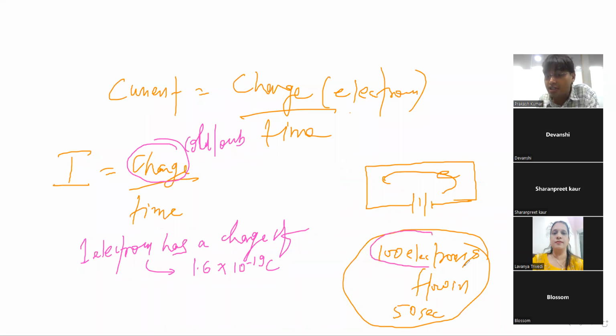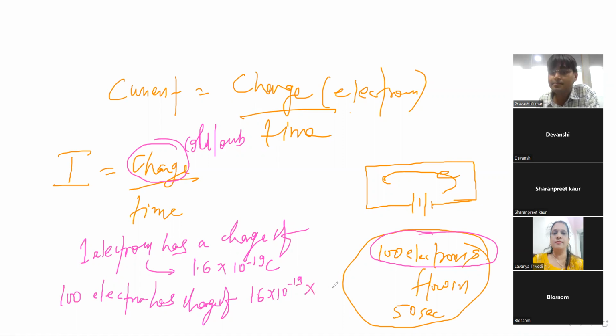So 100 electrons has a charge of, how can you find it? 1.6 into 10 to the power minus 19 into 100. 100 can be written as 10 to the power 2, so it equals 1.6 into 10 to the power minus 17 coulomb. This is the charge.